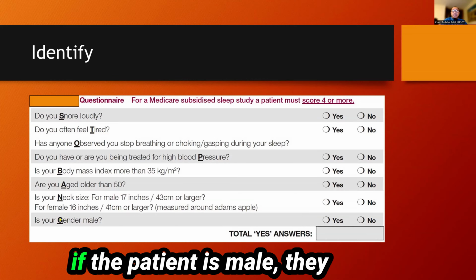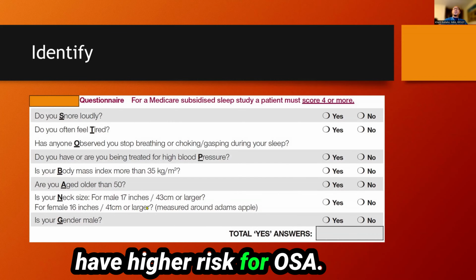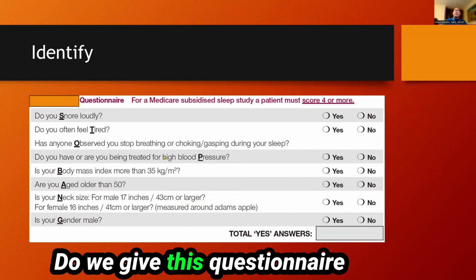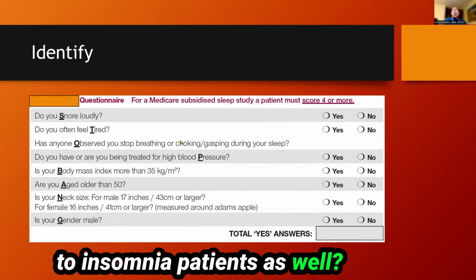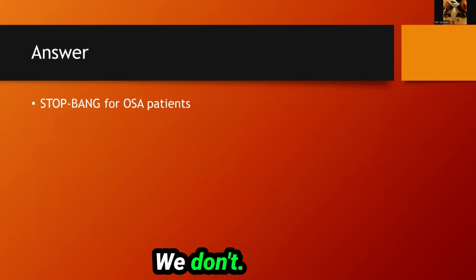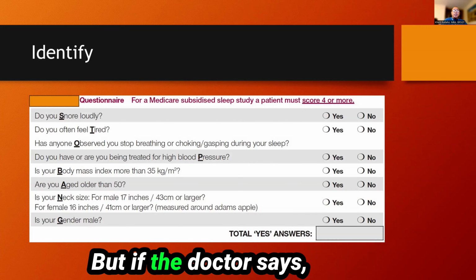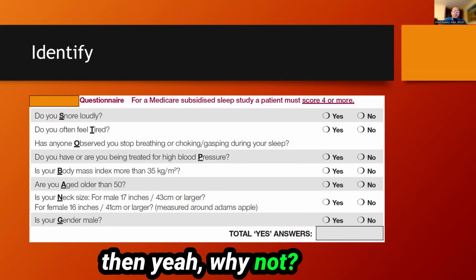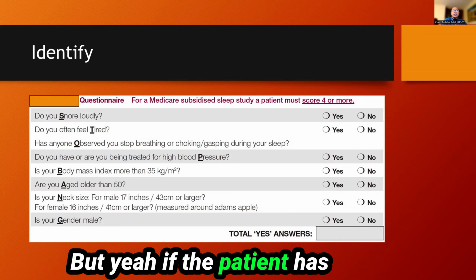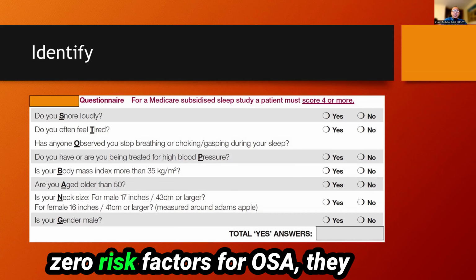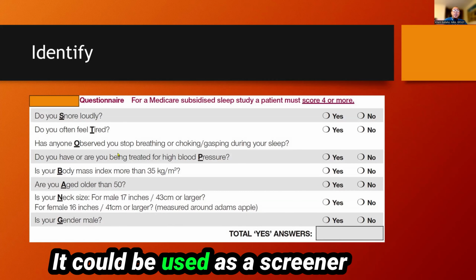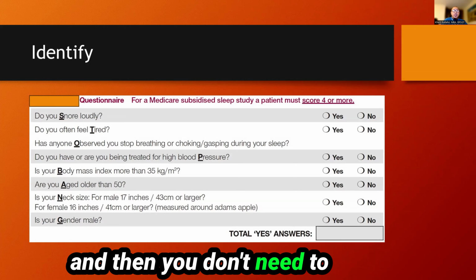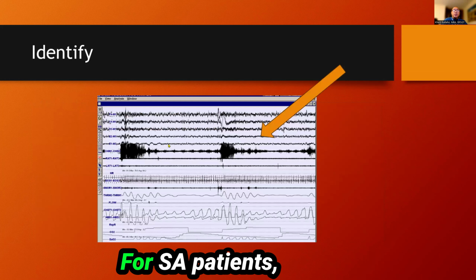And lastly, if the patient is male, they have a higher risk for OSA. Do we give this questionnaire to insomnia patients as well? We don't. But if the doctor says maybe this patient has COMISA, then why not? But if the patient has zero risk factors for OSA, they don't need this questionnaire. It could be used as a screener, and then you don't need to keep it. All right, STOP-BANG for OSA patients.